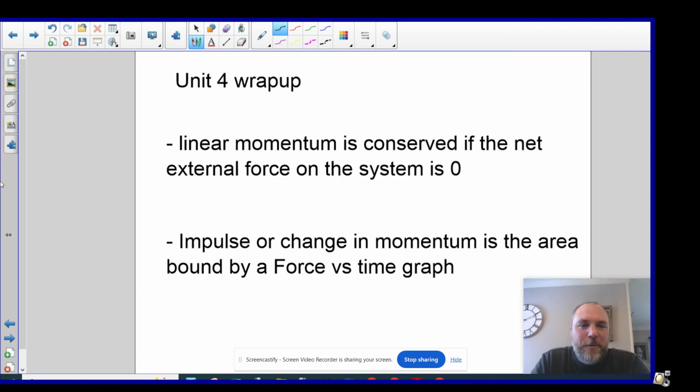Everybody, let's try to wrap up Unit 4, put a nice little bow on it. A recap of where we've been. Linear momentum we know is going to be conserved as long as the net external force on the system is zero, right? In the event of a collision, when two objects are pushing on each other due to Newton's third law, we know the force on each other is equal and opposite. And we also know that they're going to experience that force for the same amount of time.